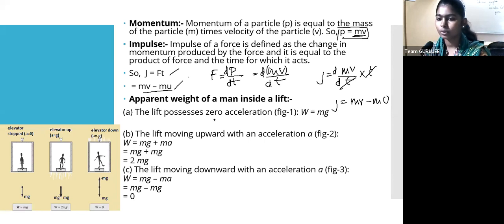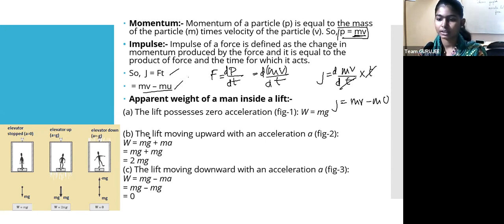The apparent weight of a man inside a lift. There's something which we have already known about, right? We have studied it in gravitation itself, when it is having some acceleration, along with the acceleration, how it will be, and a lift is a perfect example for that. The lift is where you'll experience it most times. Else you can experience it in some other places also. We'll see about the examples later.